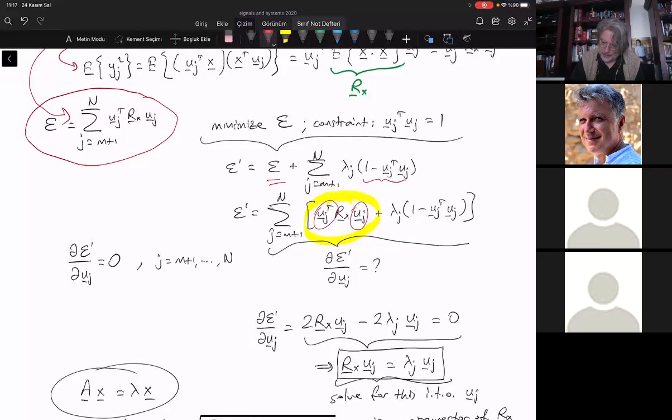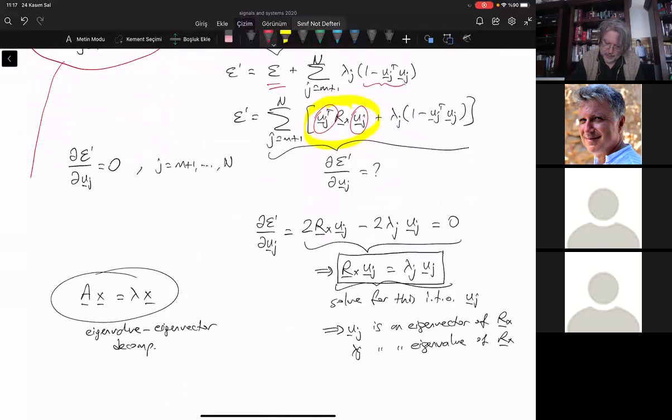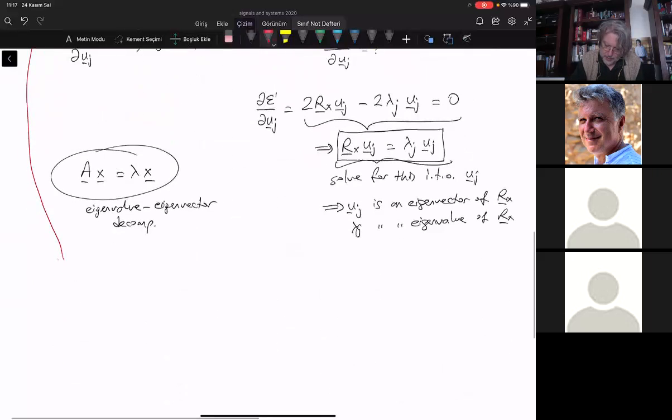I will take this and carry it all the way here. I will write it again because we cannot see it altogether right now. The thing that we were trying to minimize, the epsilon, what was it equal to? It was the sum from m plus 1 to n of uj transpose Rx uj. This was epsilon, remember that? And now look at here. Rx uj is equal to lambda j uj.